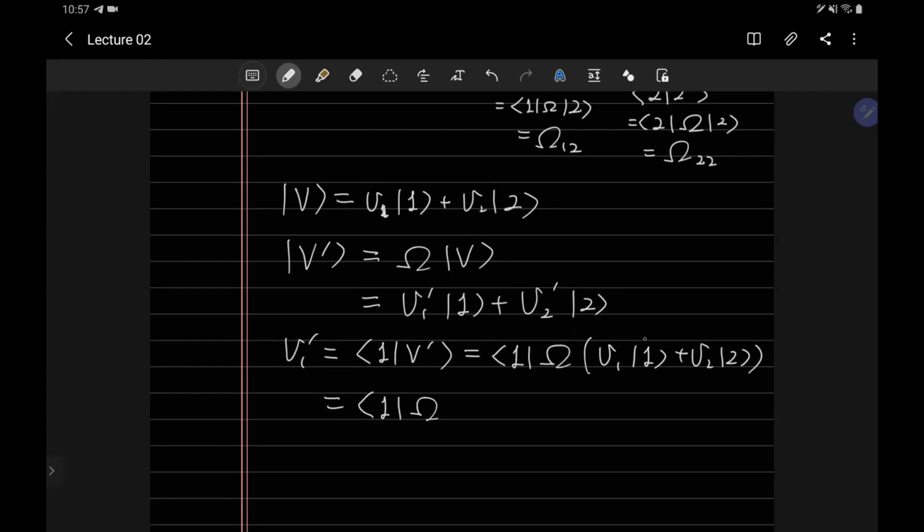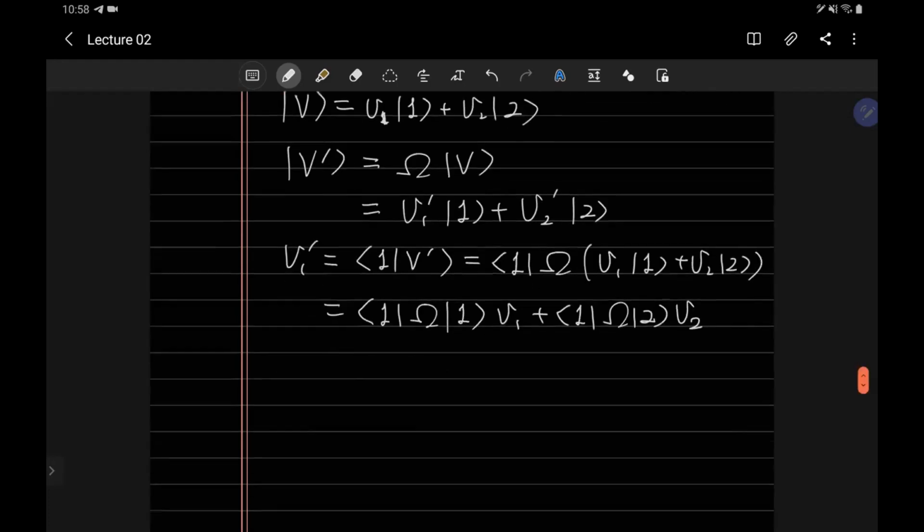So let's write it this way. This will be applied onto that vector, that ket. So it is v sub 1, and again, v sub 2 can go anywhere. So this one will work on e 2. So it is e 1 omega e 2, and it is v sub 2. So the vector component of the new vector can be represented in terms of the vector components of the original vector.